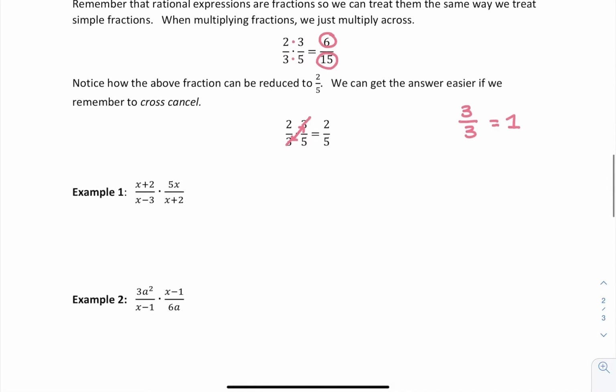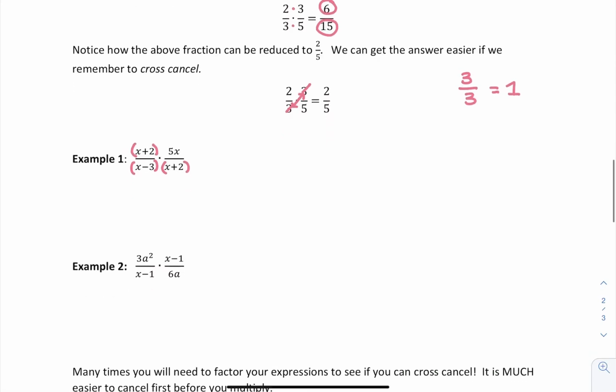Same thing is true for algebraic expressions. I like to put parentheses around these algebraic expressions to remind myself that they're being multiplied. Remember, I can't cancel over addition. I can only cancel over multiplication. So in this first example, I can cancel out the x plus 2 and the x plus 2, and I end up with 5x over x minus 3.